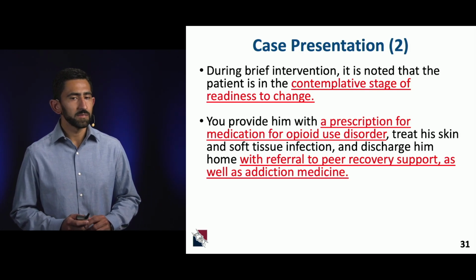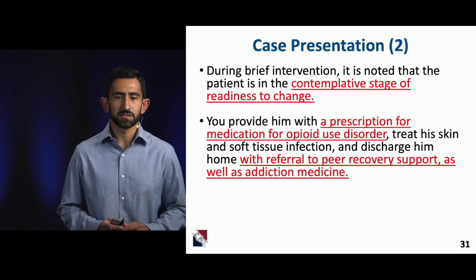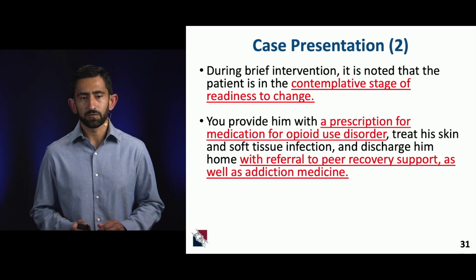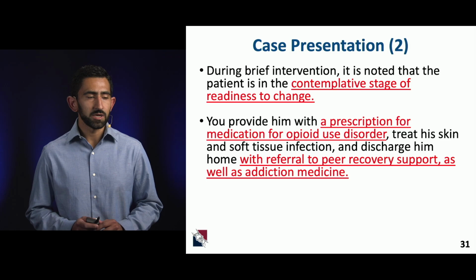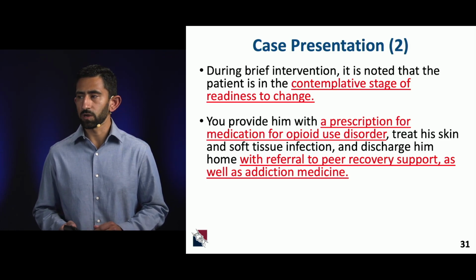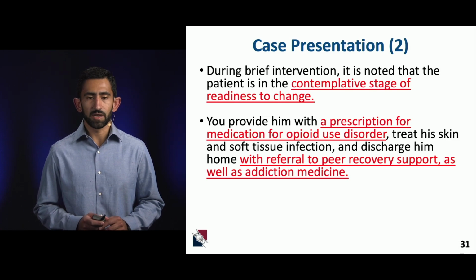During brief intervention, it is noted that the patient is in the contemplative stage of readiness to change. You provide him with a prescription for medication for opioid use disorder, treat his soft tissue infection, and discharge him home with referral to peer recovery support as well as addiction medicine.